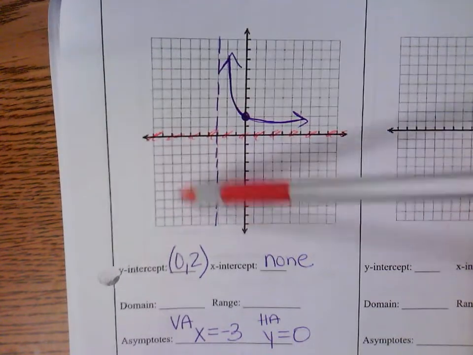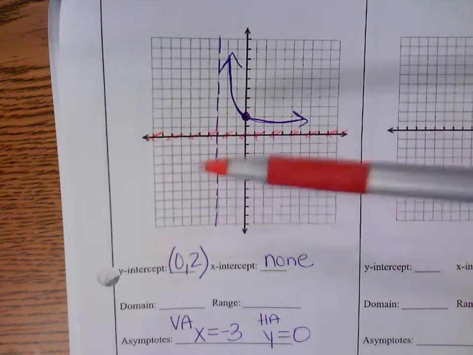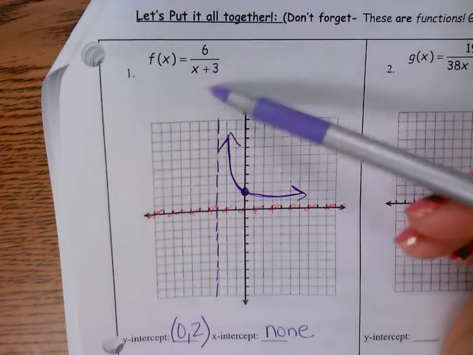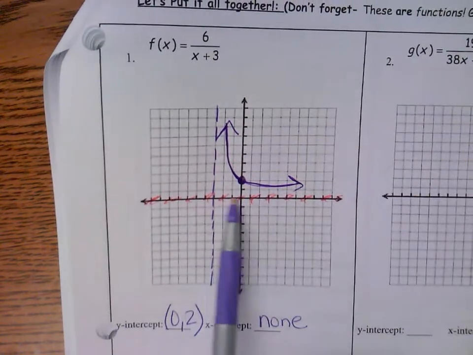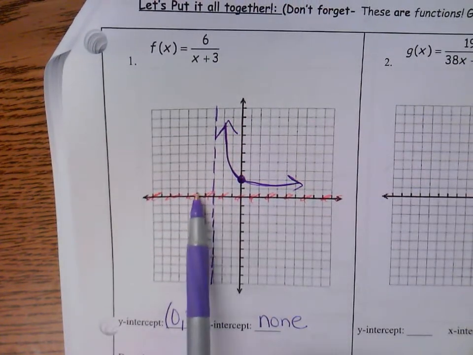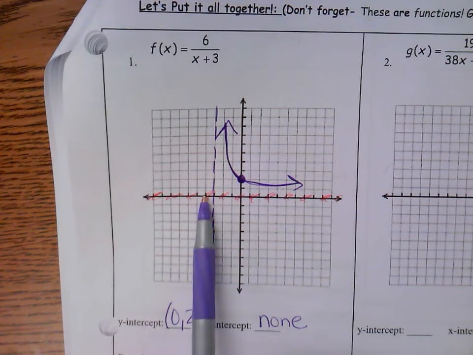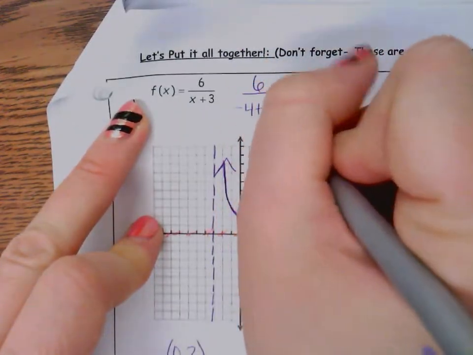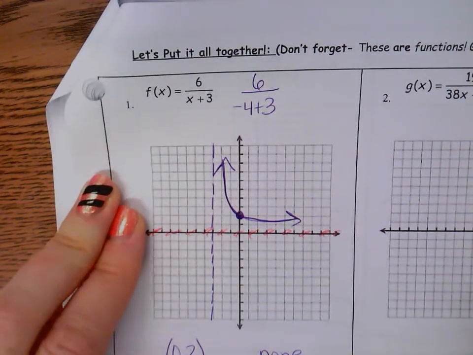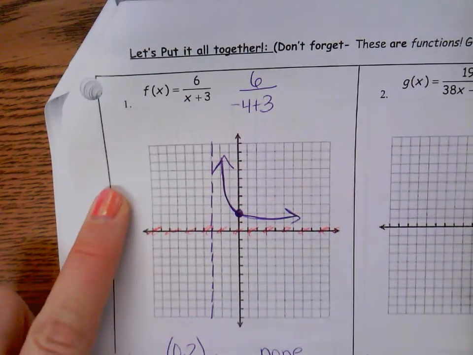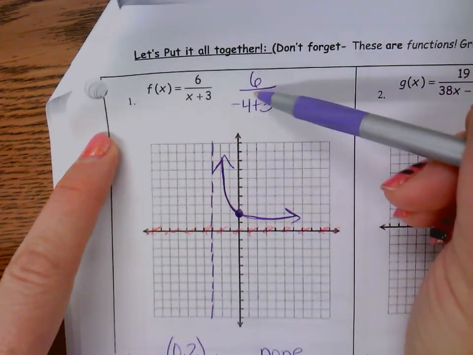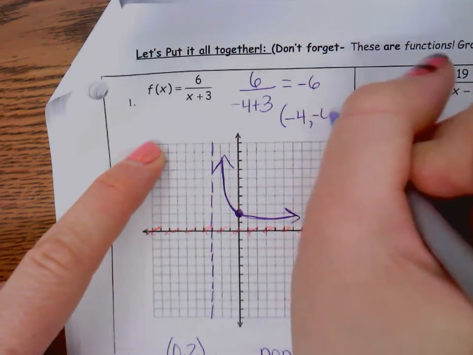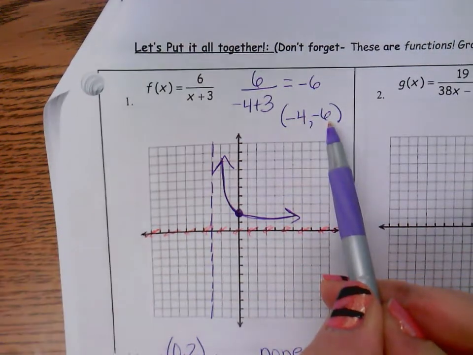So to figure out where the other elbow goes, that's when you're going to plug in one additional coordinate for x in the original function. So if this asymptote is at -3, a good value to plug in for x would be -4. So in your original function, you're going to plug in -4 and see what you get as your output. 6 divided by -1 is going to be -6. So I know that at -4, the graph touches the point -6.